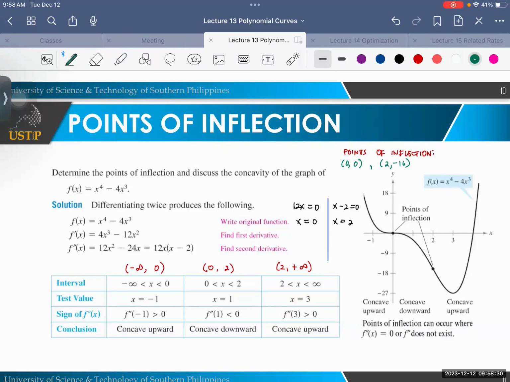Okay. So again, if it is a point, it has x, y coordinates. So the first point of inflection is 0, 0. And then the second is 2, negative 16. Okay. When the question asks for points of inflection and then the concavity, we go straight to the conclusion, so we will specify that. Okay? So, moving on.